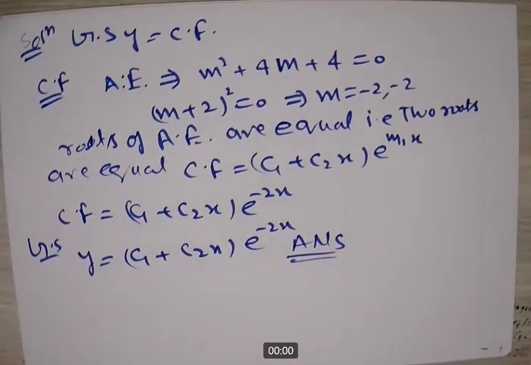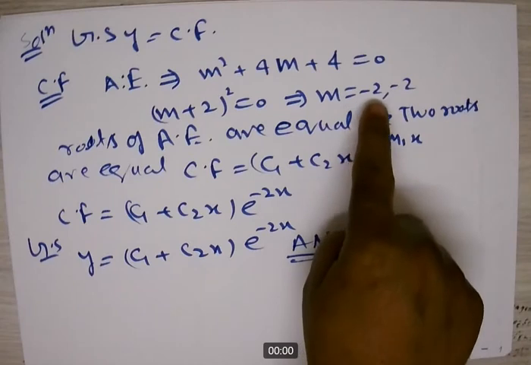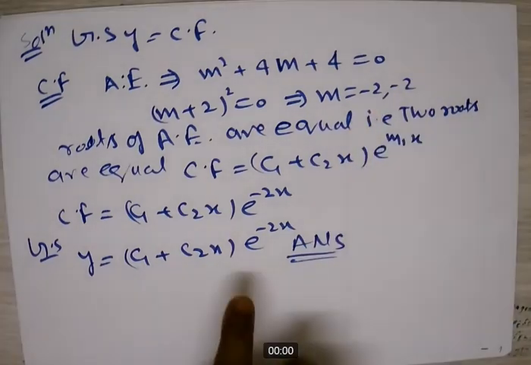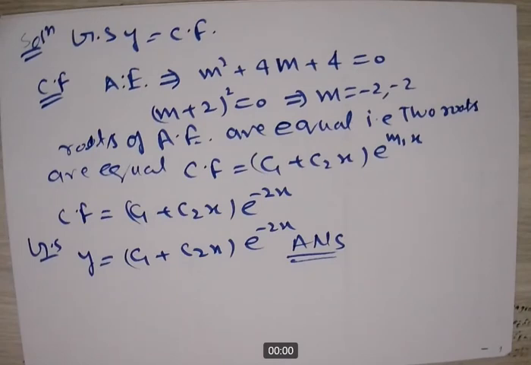This is the answer of the question where two roots of the auxiliary equation are equal. Say m is equal to minus 2, m1 is equal to minus 2, m2 is also equal to minus 2. So this one is the answer. Hopefully you understand that.